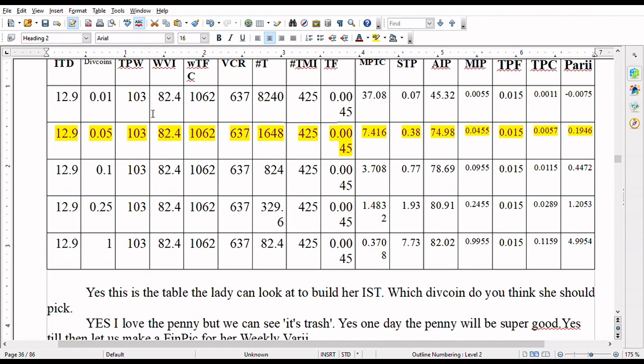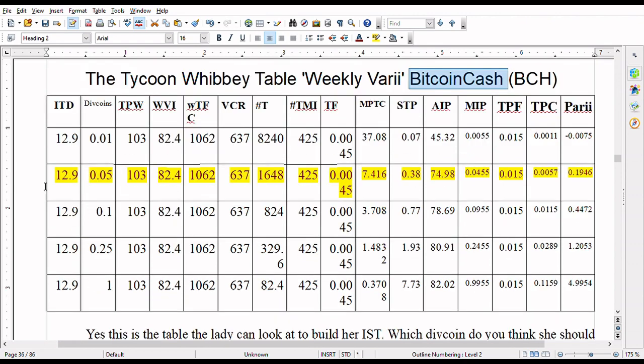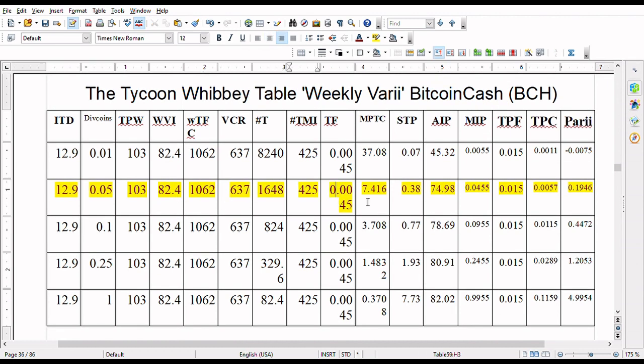We see that in this example, I have chosen the nickel and all its associated values. And we see that the starting token price is 38 cents with a true profit of 19 cents. And we see that for the penny the PARI is negative. So for the Bitcoin Cash blockchain, this deal for the penny is bad.